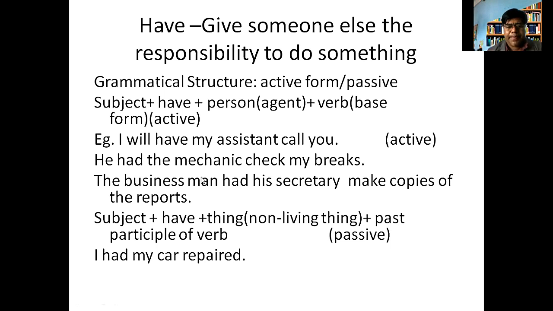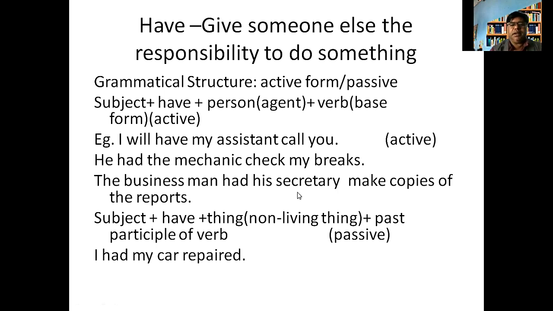He had the mechanic check my brakes. It means that the mechanic was given the responsibility to check the brakes. So the businessman had his secretary make copies of the reports.